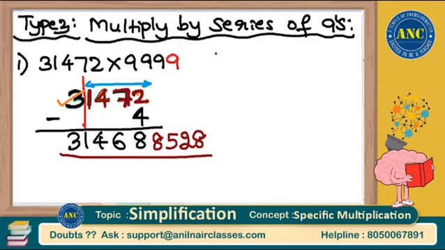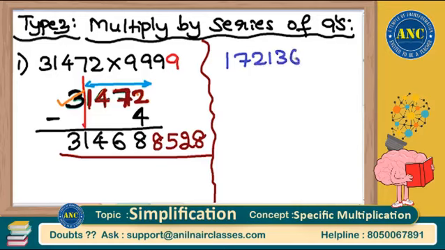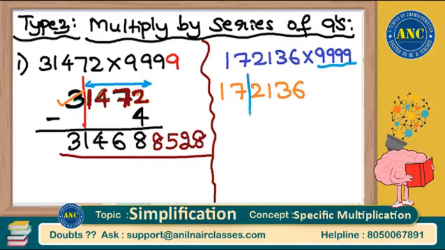2 more examples. Do not worry if you are not that clear with the first question. I will take multiple questions so that it will be clear for you. Suppose my next question is 172136 into 9999. Step number 1. Write down 172136. Step number 2. There are 4 nines. After 4 places put a slash.